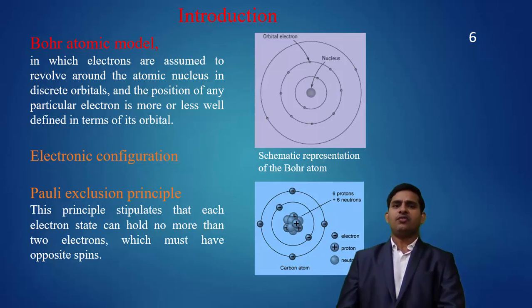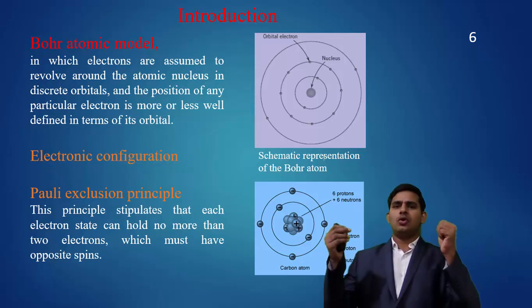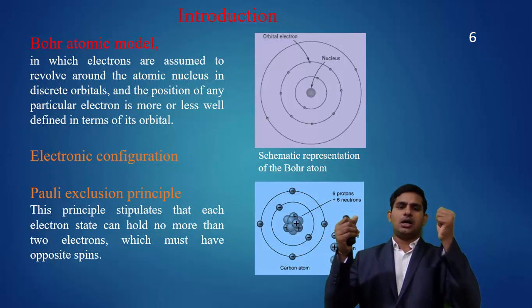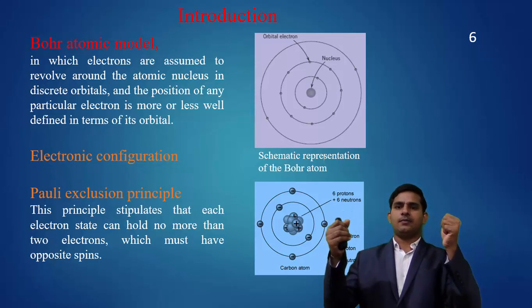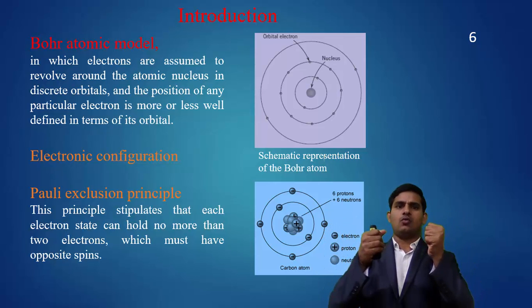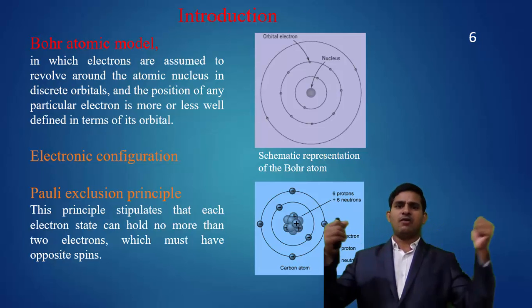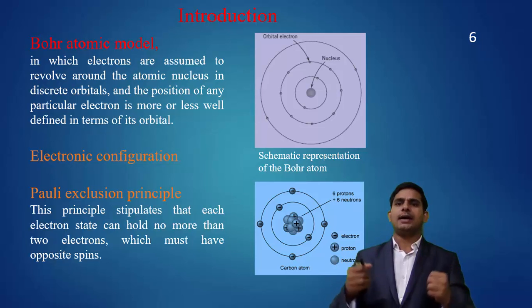Now, if two atoms, atom A and atom B, come close to each other, what will happen? If the two atoms move away from each other, what will happen?